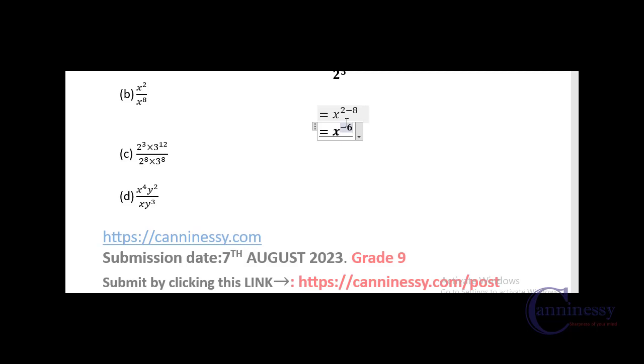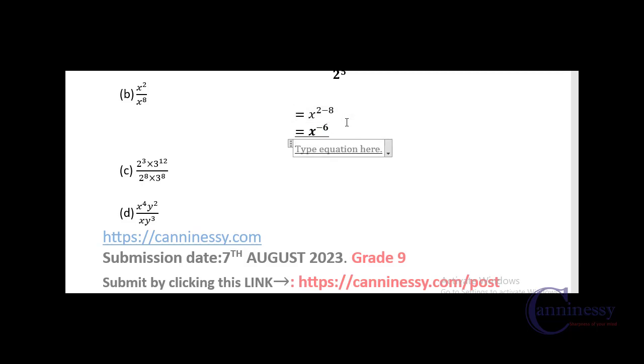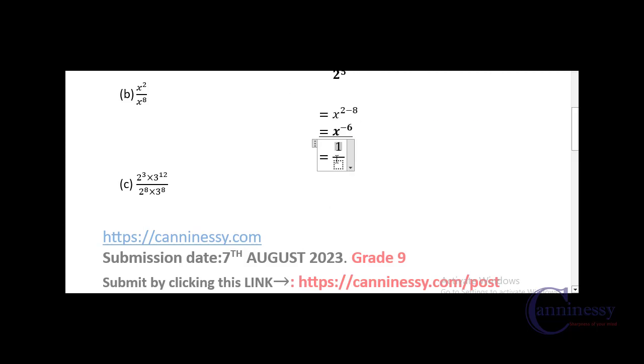As I've explained earlier, when we're dealing with exponents, we don't leave our final answer as a negative exponent. So we have to convert it to become positive. So our final answer is equal to 1 divided by x to the exponent 6. So this will be our final answer.